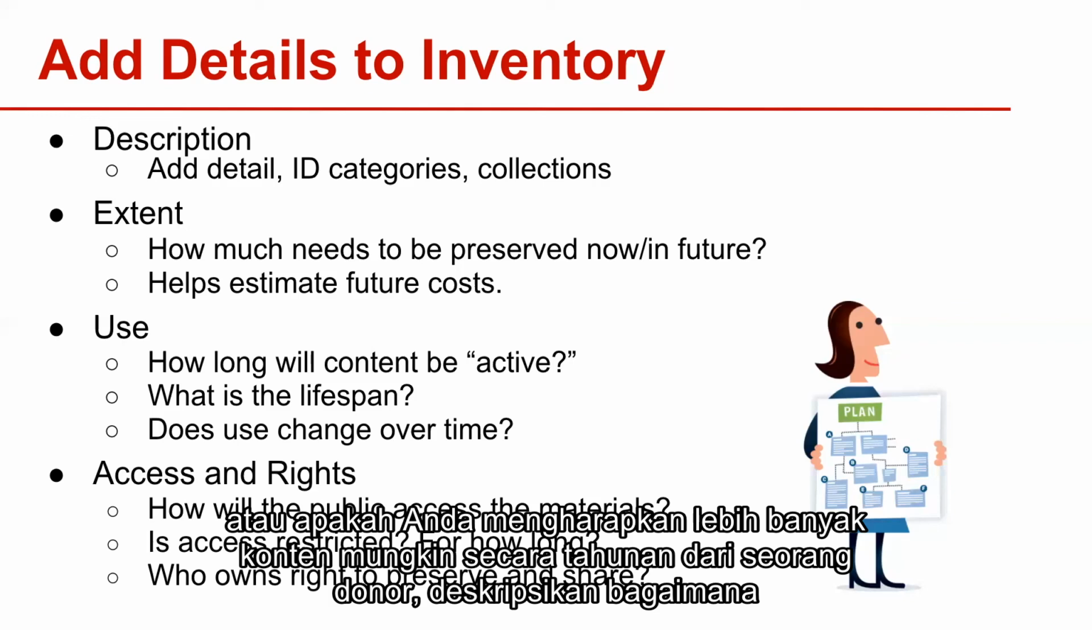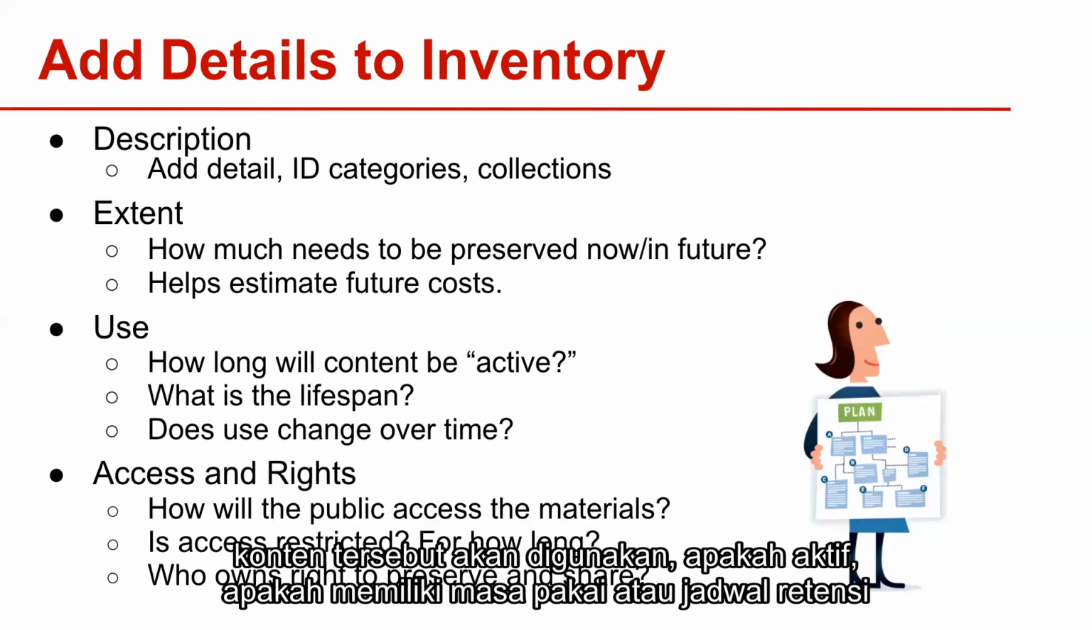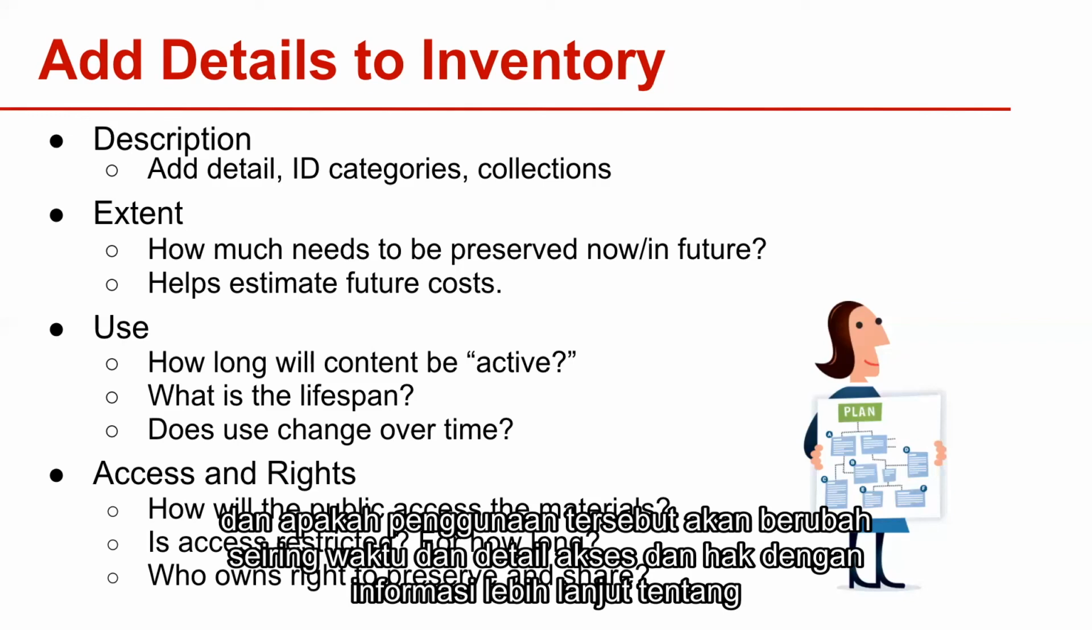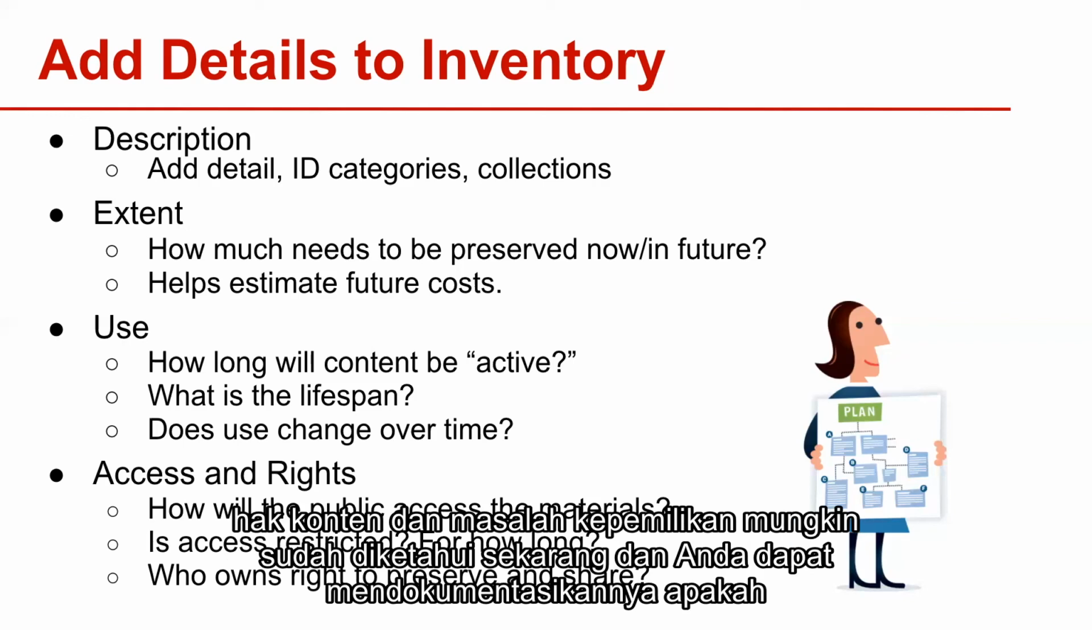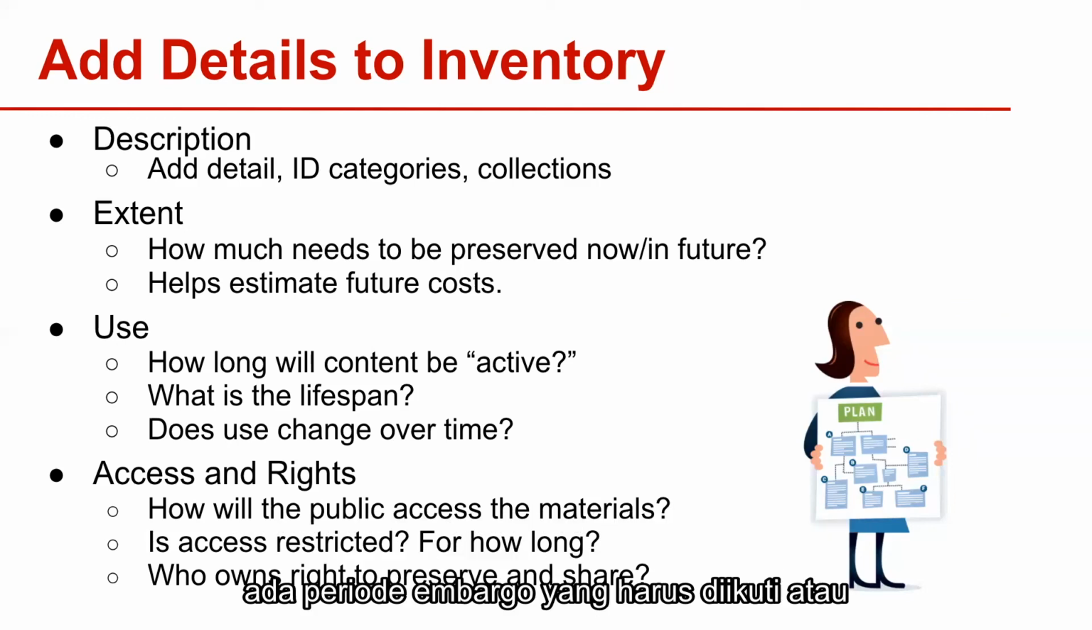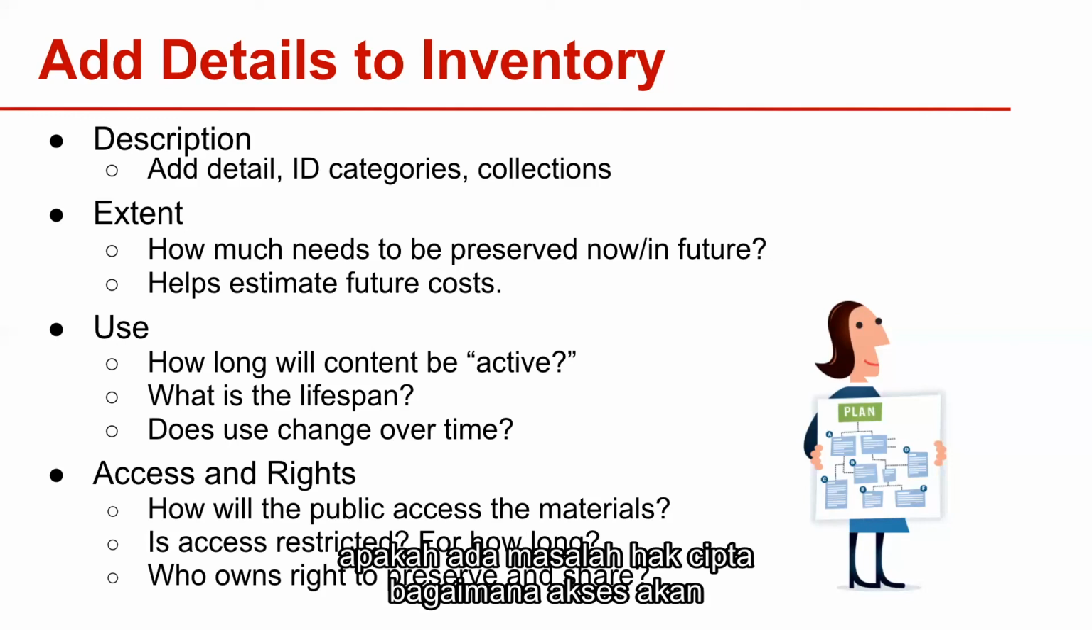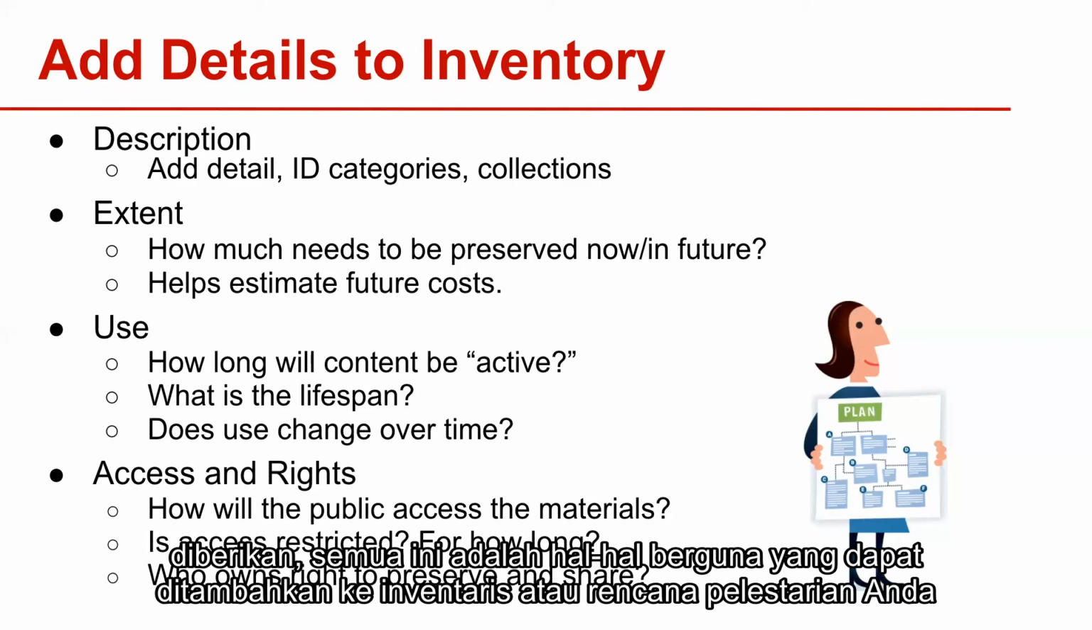Use. Describe how the content will be used. Is it active? Does it have a lifespan or a retention schedule? And will that use change over time? And access and rights details. With more information about the content, rights and ownership issues might also be known now, and you can document that. Are there embargo periods that must be followed, or are there copyright concerns? How is access going to be provided? All of these are useful things that could be added to your inventory or a preservation plan.